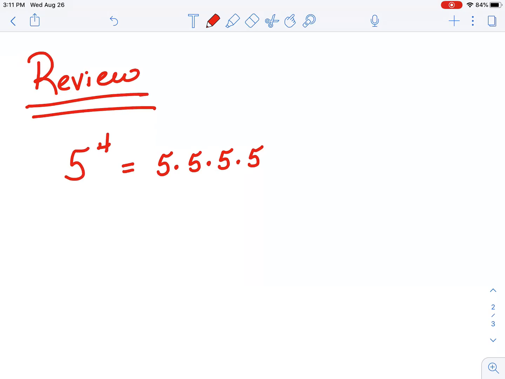Then you would take your calculator and you would put in 5 times 5 times 5 times 5.